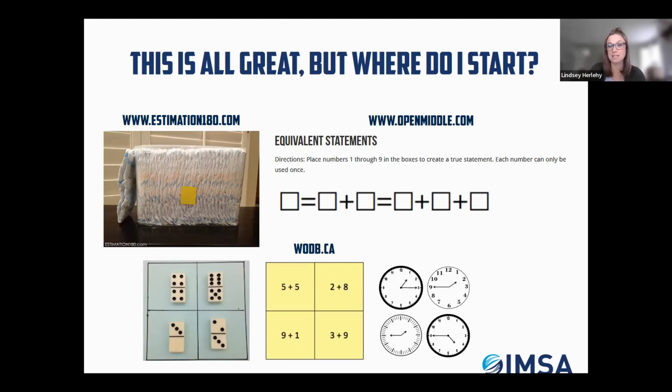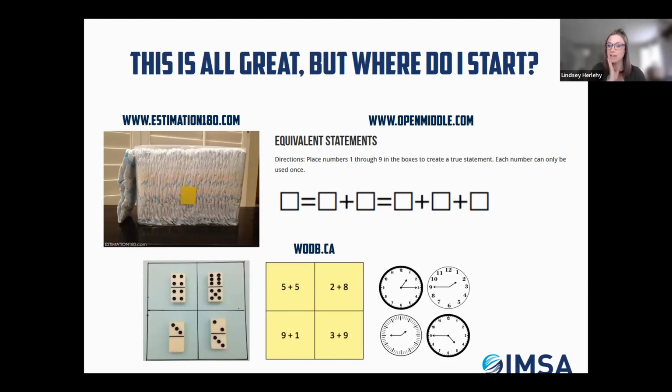So in this one, it would be how many diapers are in that box or in that package. And you can throw these up. I know that math talks are important parts of many classroom routines, and that's just an easy one to throw up an image and say, how many do you think? And there are always answers for those on that website.